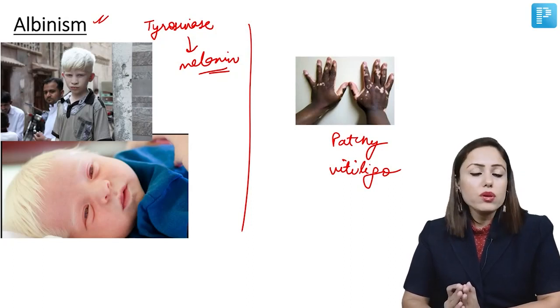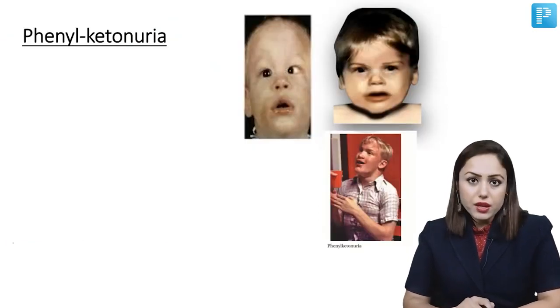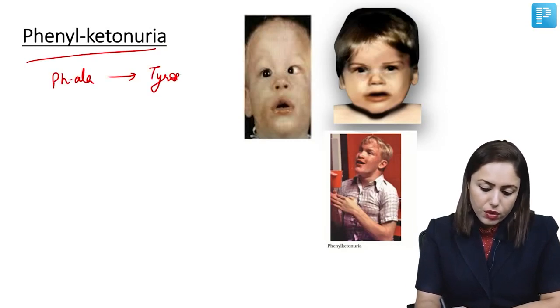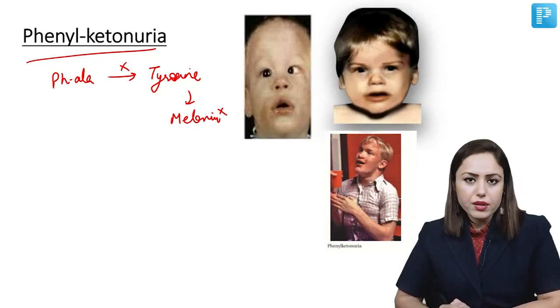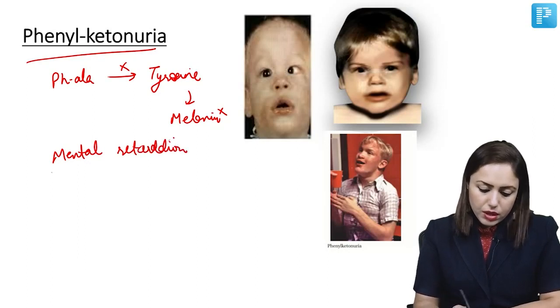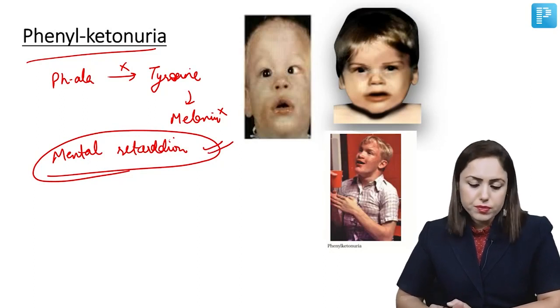And there is one more disease where patient has hypopigmentation, which is that, yes, that is phenylketonuria. So in phenylketonuria, amino acid phenylalanine cannot form tyrosine, and tyrosine cannot form the pigment melanin, right? So also very important thing that these patients have, in addition to hypopigmentation, the main feature is mental retardation, right?